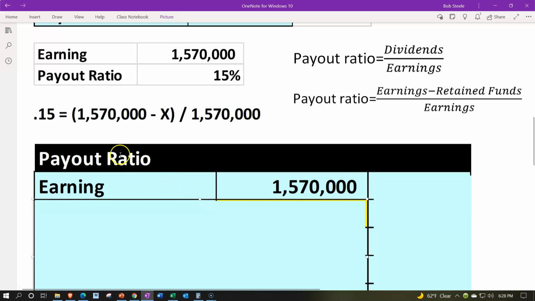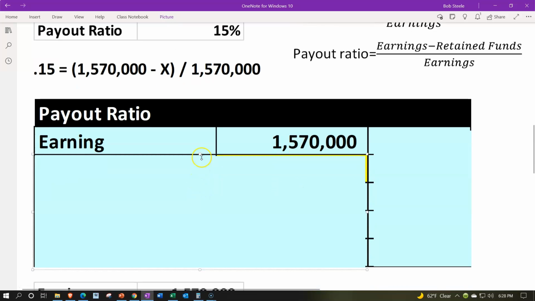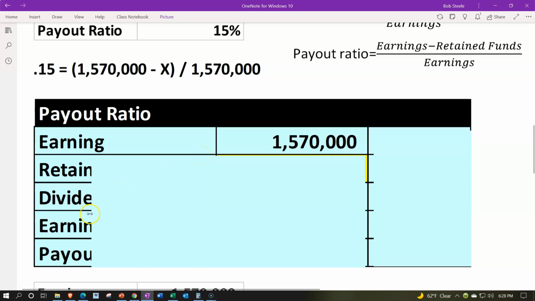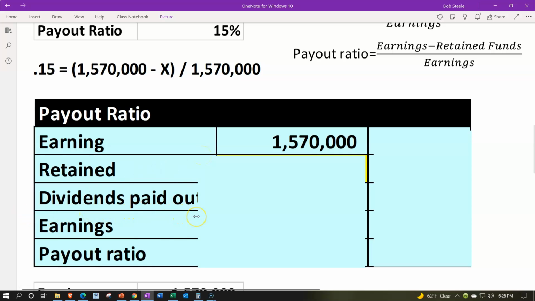Sometimes it's easier than actually doing it algebraically here, and you can kind of back into the unknown just by looking at the table. If it's a complicated table, you can do this in Excel and use Goal Seek. But something like this, sometimes it's easier to just write down the formula as you might normally do it this way. Earnings, and then the amount that was retained would give us the dividends paid out, and then we would take that and divide by the earnings, or possibly even do that on the right-hand side here, and that would give us our payout ratio.